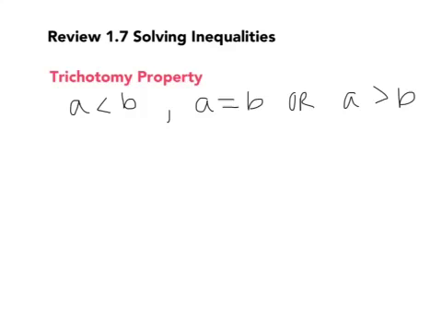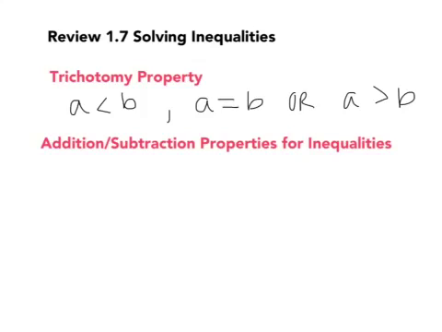Before we begin 1.8, let's review the main points from 1.7 over solving inequalities. In section 1.7, we learned that the trichotomy property tells us that exactly one of the following has to be true for all real numbers. A must be less than B, equal to B, or greater than B.